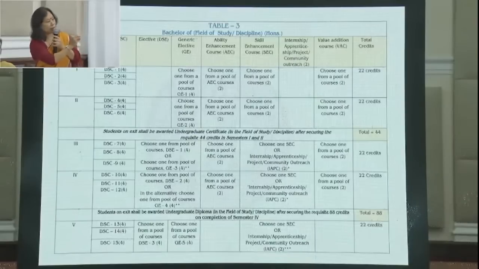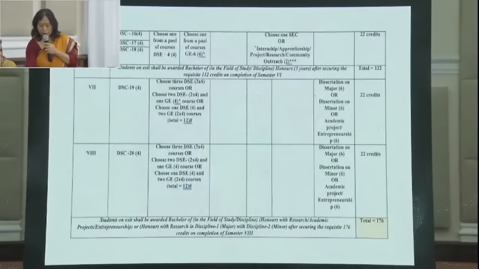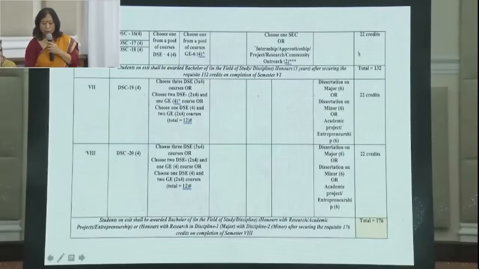So we made it compulsory that in the fifth semester, there should be one discipline-specific elective chosen from the pool. Then one GE will also be compulsory, which can be taken from an allied subject or otherwise. It's free to the student. The ability enhancement course will not be taught from the fifth semester onwards. Value addition and ability enhancement courses all end in the fourth semester. From the fifth semester, you focus on the discipline-specific elective, GE, internship and skill enhancement courses. And this will lead to securing 132 credits at the end of the sixth semester.